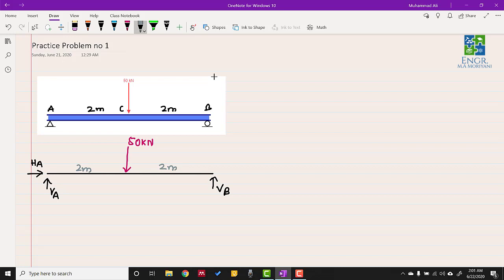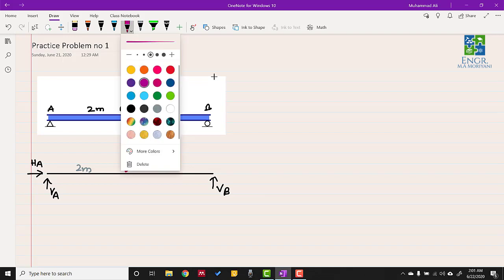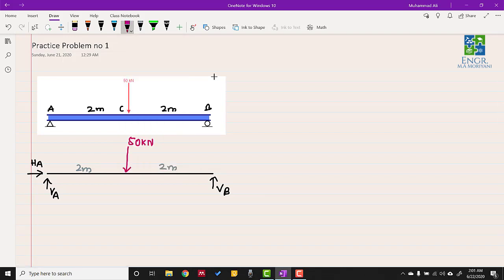In order to find the support reactions, we have to apply the conditions of equilibrium, and we know that there are three conditions of equilibrium. The first condition is that the sum of all forces in the x direction is equal to 0. Because we have no force in the x direction other than HA, we say that HA is equal to 0.